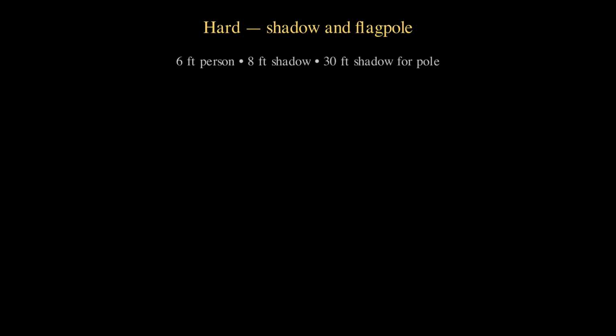Hard classic. A person and a flagpole cast shadows under the same sun rays. You get two similar right triangles. Picture a 6-foot person with an 8-foot shadow and a shadow of 30 feet for the pole. The sun angle matches, so triangles are similar. Match height to shadow within each triangle. Person height over person shadow equals pole height over pole shadow. Simplify 6/8 to 3/4. Multiply both sides by 30. The pole height is 22.5 feet.